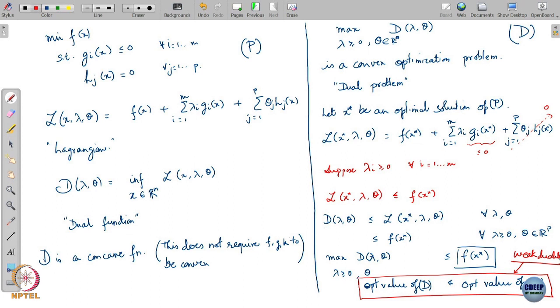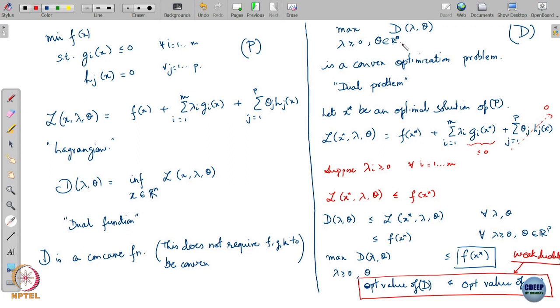So, what does this mean? To summarize, you can take any optimization problem like this, you write its Lagrangian. The Lagrangian is formed by taking the objective and a linear combination of the constraints. Then for the constraints that are inequality constraints, you restrict the Lagrange multipliers to be greater than equal to 0. For the constraints that are equality constraints, you do not need to have any such restriction. Then you look at the least possible value of the Lagrangian over the entire space, define that as d of lambda comma theta, and then maximize that d of lambda comma theta over the Lagrange multipliers, the way you have restricted them: lambda greater than equal to 0 and theta can be anything.